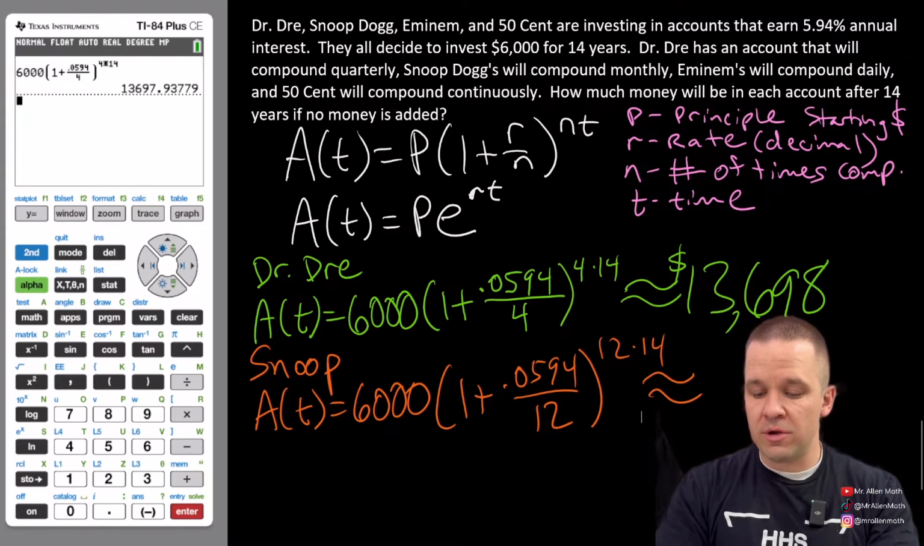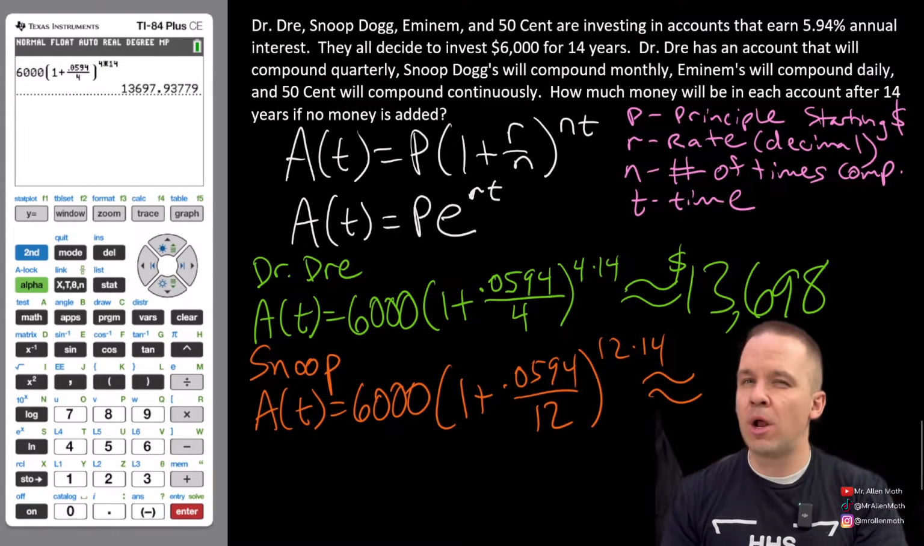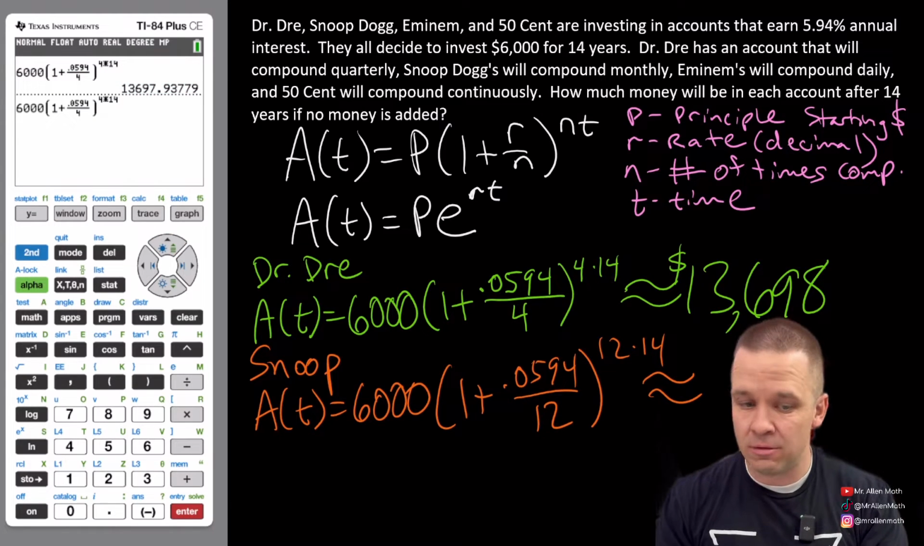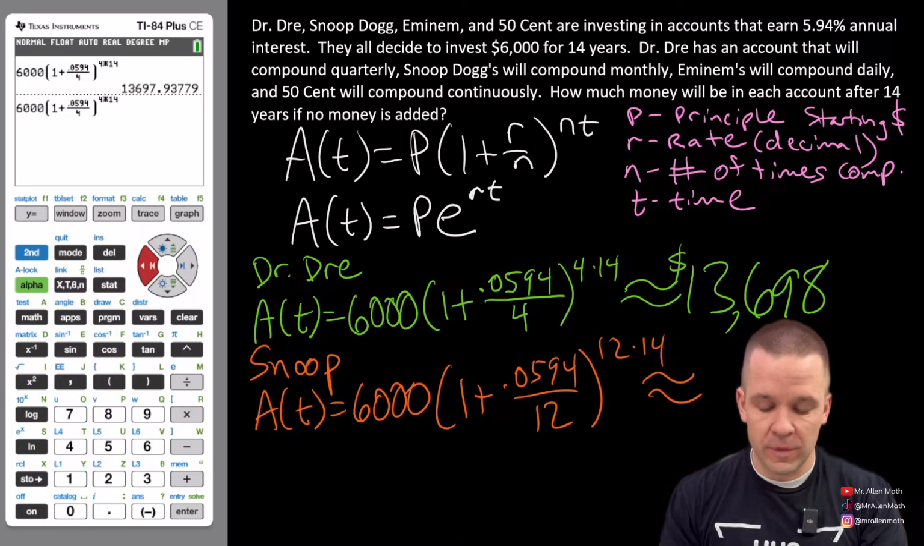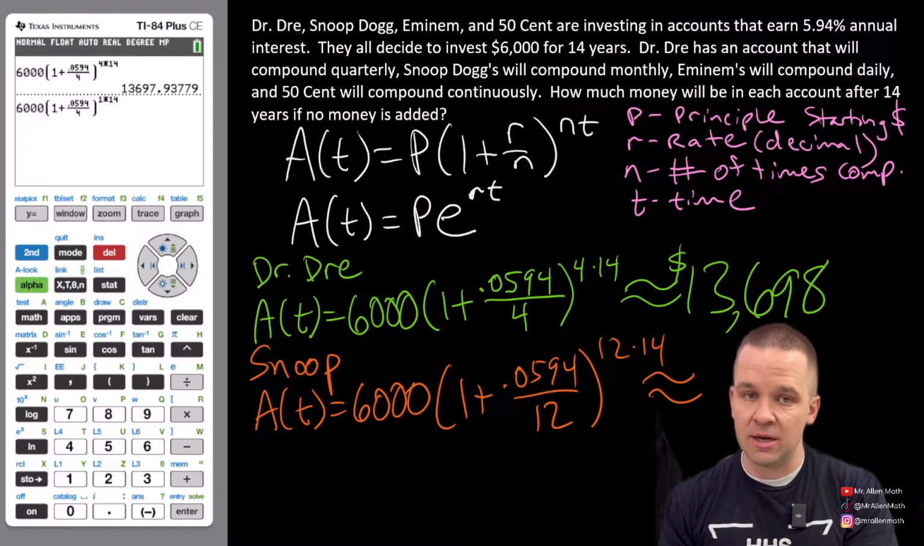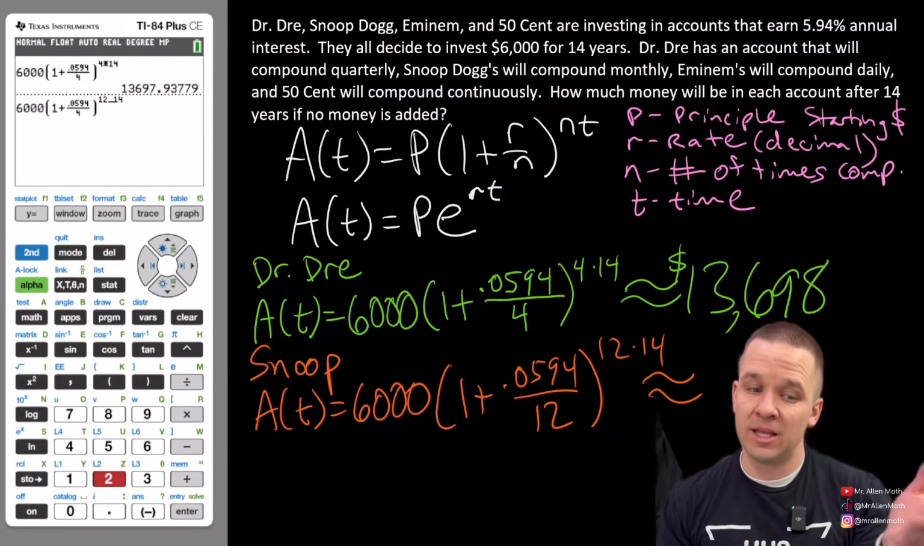A cool thing you can do in the calculator here is if you don't want to retype all that stuff, you can arrow up, you can copy it down, and then I can just change this 4 to a 12. You can insert with second delete, which allows you to type in front of stuff without deleting stuff, right?